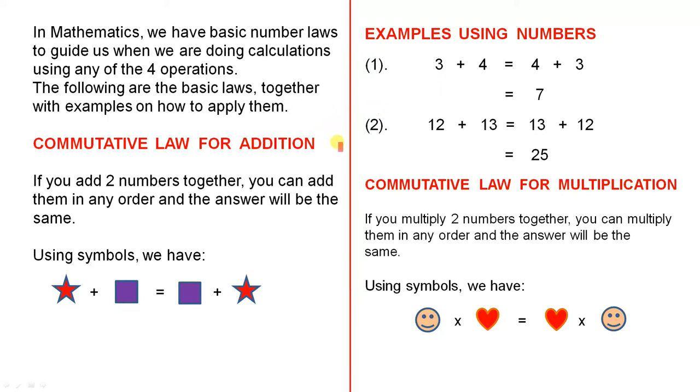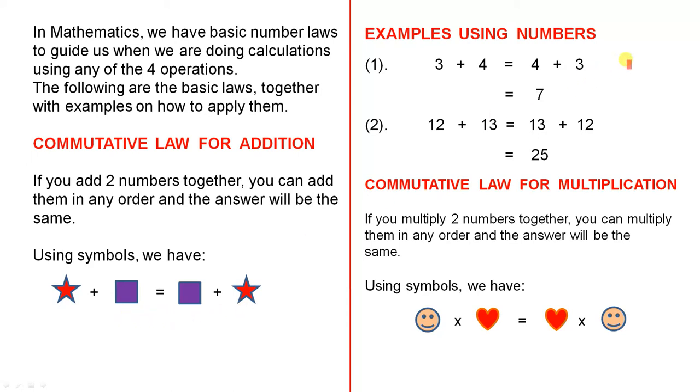The first one is the commutative law for addition. And here's the simple description. If you add two numbers together, you can add them in any order and the answer will be the same. Using symbols, we have the star plus the square equals the square plus the star. So if the star and the square represented different numbers, you can add them in any order.